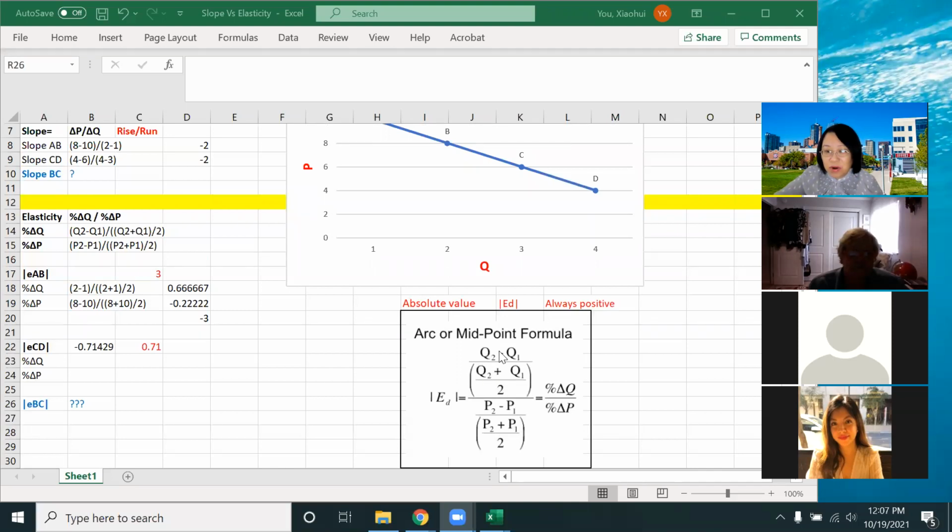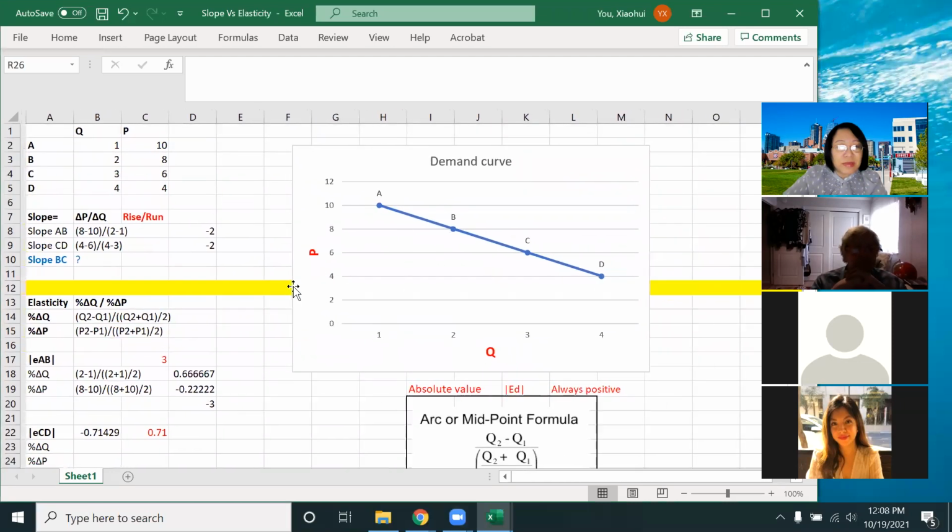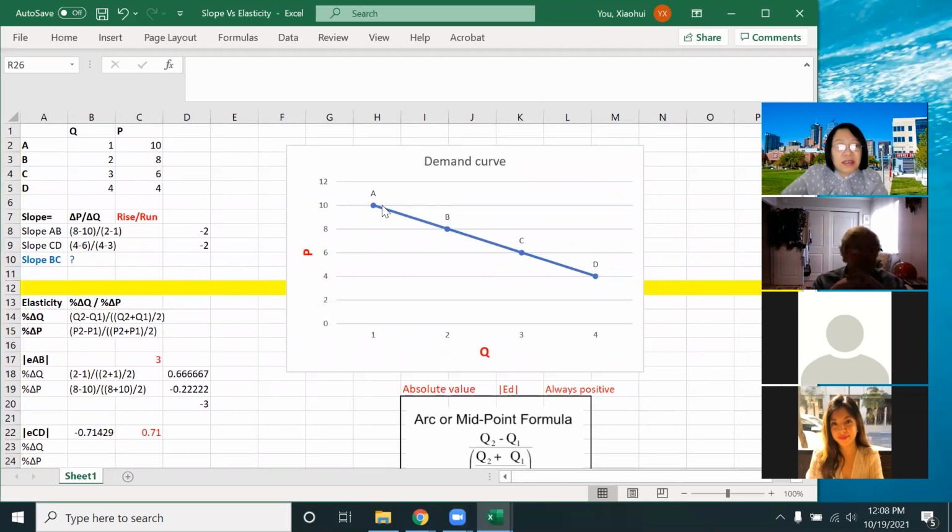The numerator, that's this one, and this one is the percentage change on quantity. And the denominator is this one. That's the percentage change on price. So this is how to calculate the elasticity. Let's do one of the elasticity here. Like this document, I show you how to calculate the slope versus the elasticity.